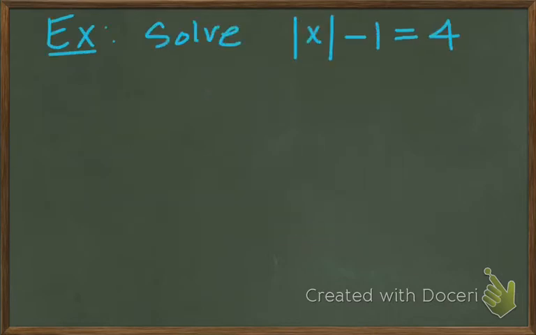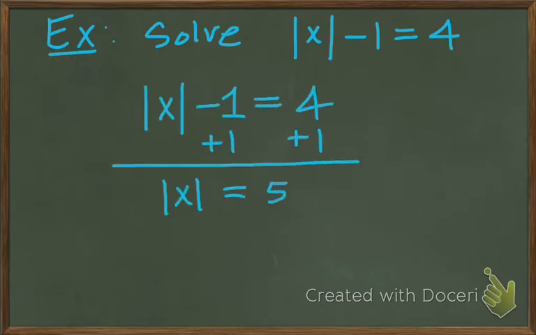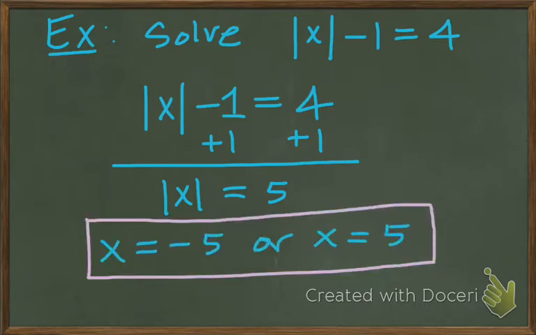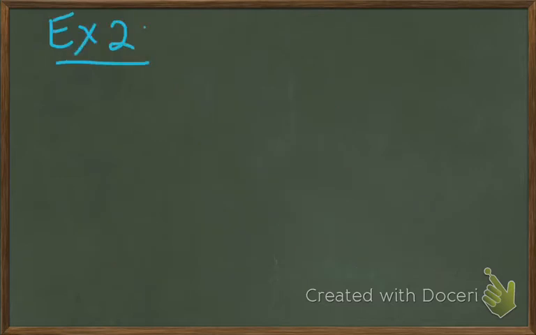As an example, let's solve a slightly more complicated absolute value. Absolute value of x minus 1 equals 4. When in doubt, always pretend you're really just dealing with an equation. x minus 1 equals 4. You would add 1 to both sides of the equation. And so, we're back to this familiar case where we have the absolute value of x equals 5. So, since 5 and -5 are the same distance from 0, in absolute value, we have the answer x equals -5 or x equals +5.